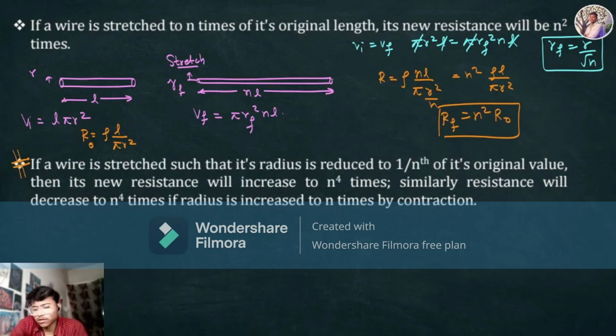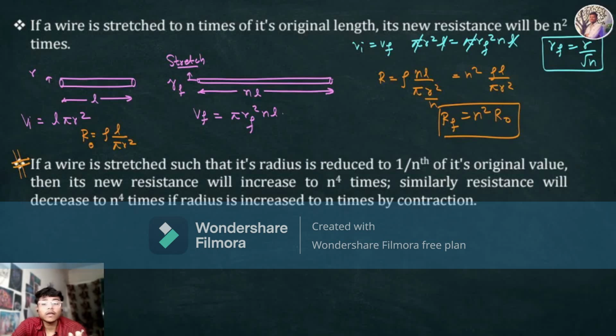This is a question also asked in the JEE. This is also a concept you have to learn. If a wire is stretched to n times its original length, then the new resistance will be equal to n square R.